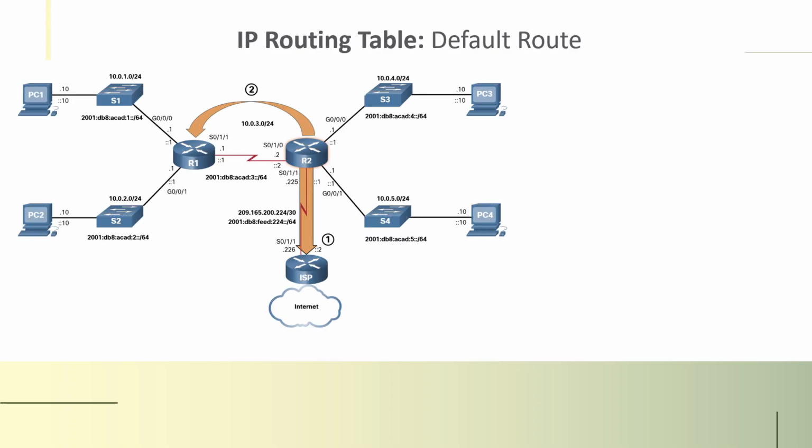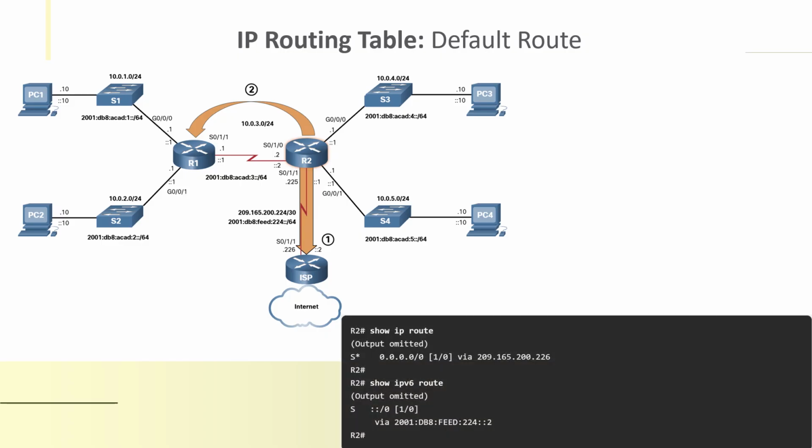Here in this figure, Router 1 and Router 2 are using Open Shortest Path First to share routing information about their own networks, and Router 2 has a static default route to its Internet Service Provider router. Router 2 will forward any packets with a destination IP address that does not specifically match one of the networks in its routing table to the Internet Service Provider router. This will include all packets destined to the Internet.